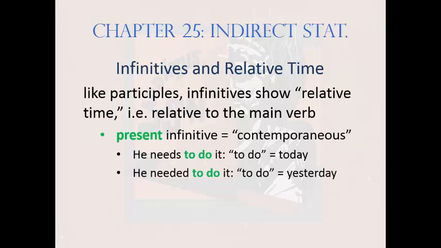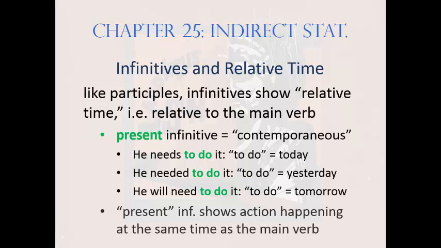But change the main verb to past tense, he needed to do it, and now it's all taking place in the past. Yesterday, he needed to do it yesterday. Likewise, he will need to do it is all in the future. Tomorrow, he will need to do it tomorrow. That means these so-called present tense infinitives, like to do, are not all necessarily taking place in the present. They're following the tense of the main verb.